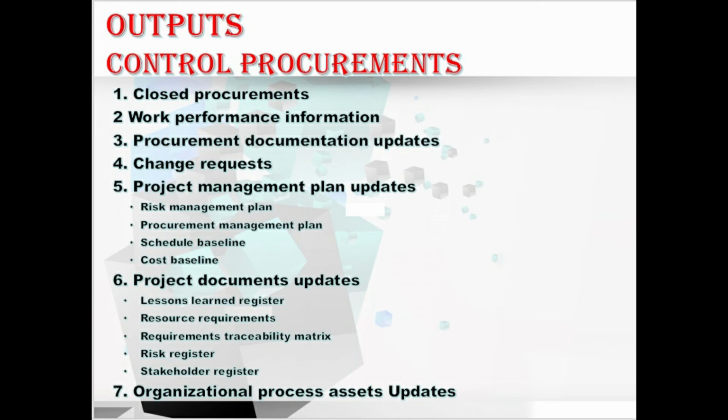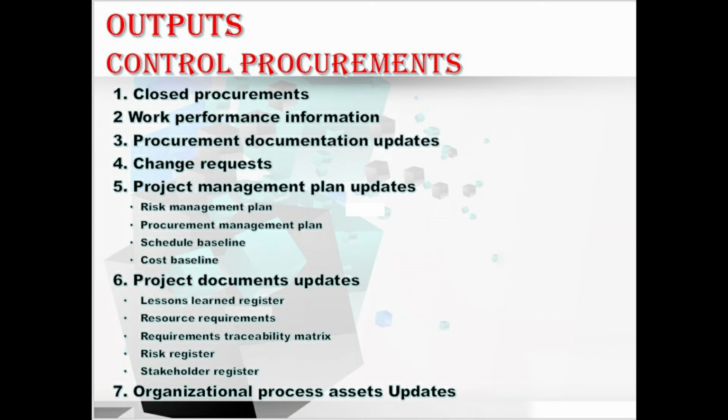Moving to the next output, procurement documentation updates. The procurement documentation that may be updated includes the contract with all the supporting schedules, requested unapproved contract changes, and approved change requests. This is about procurement documentation updates.